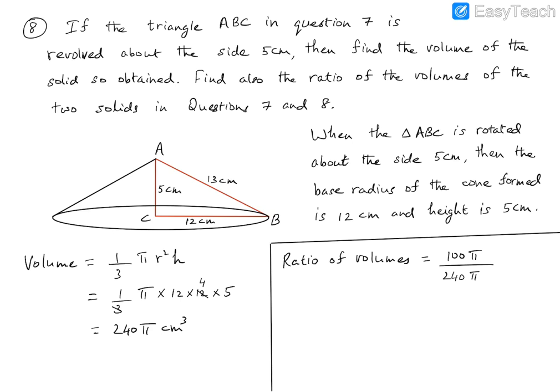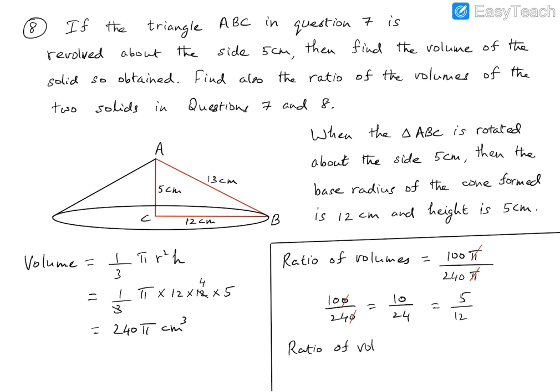So the pi and pi will cancel out each other. We end up with 100 over 240, which is 10 over 24, since the 0 and 0 will cancel. And we can simplify that further. 2 goes 5 times in 10, and 2 goes 12 times in 24, so 5 over 12. We cannot simplify this any further. So the ratio of the volumes is 5:12.